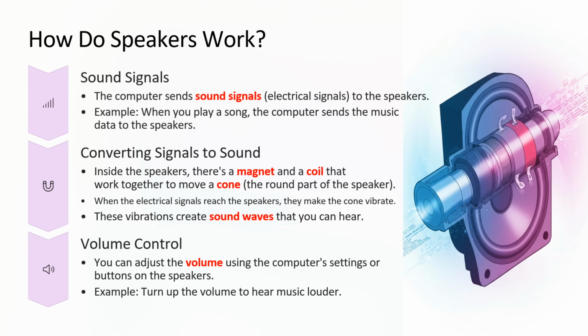Now we will see how speakers work. Sound signals. The computer sends sound signals to the speakers. Sound signal is nothing but electrical signals. For example, when you play a song, the computer sends music data to the speakers, converting signals to sound. Inside the speaker, there is a magnet and coil that work together to move the cone. Cone is nothing but the round part of the speaker. When the electric signals reach the speakers, they make the cone vibrate. These vibrations create sound waves that you can hear.